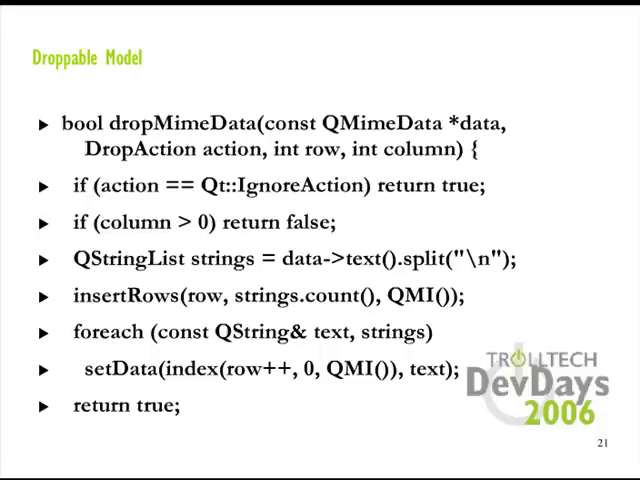We can't do this. So if we're past these 2, then we're into the area where we actually will accept this drop. So we take the strings that are in there, we split them, and insert all the rows. For each of them, set data, blah, blah, blah, and say, yes, I could do that.